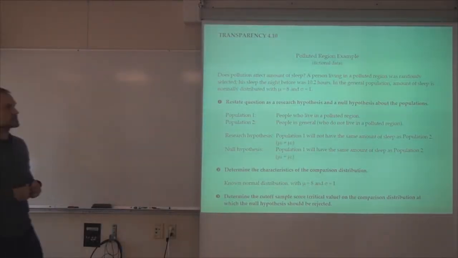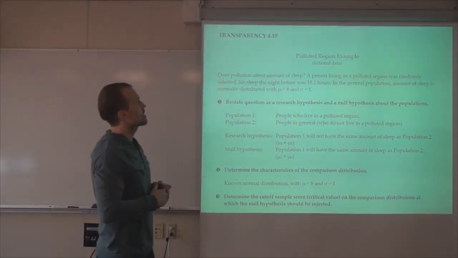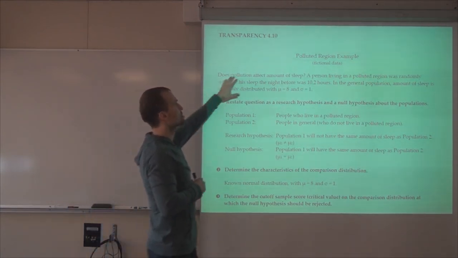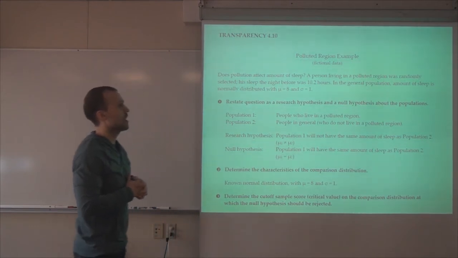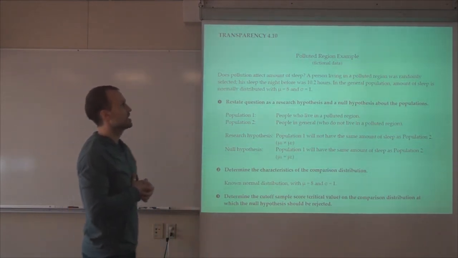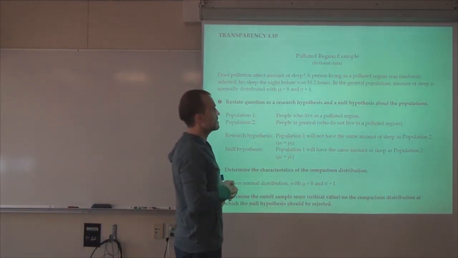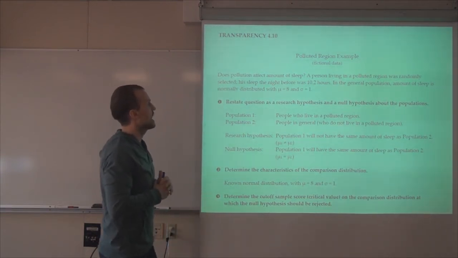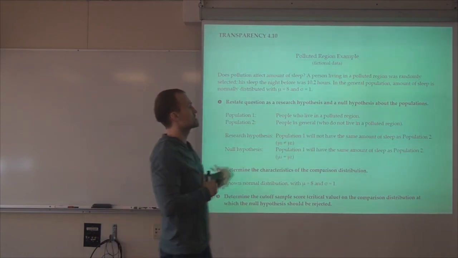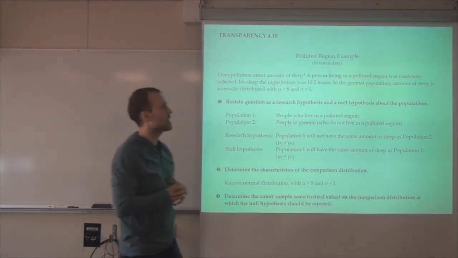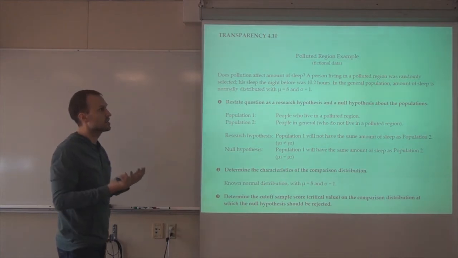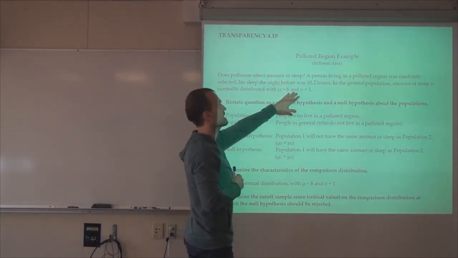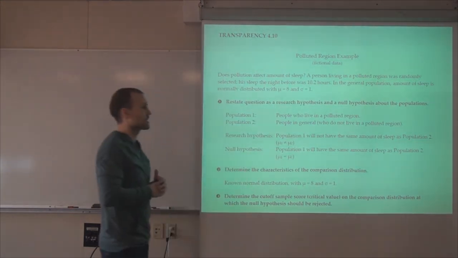All right, in this example, we are going to look at the question, does pollution affect the amount of sleep that a person gets? So, a person living in a polluted region was selected randomly, and his sleep the night before was 10.2 hours. Now I want to look at the population in general. The amount of sleep is normally distributed with a mean of 8 and a standard deviation of 1.